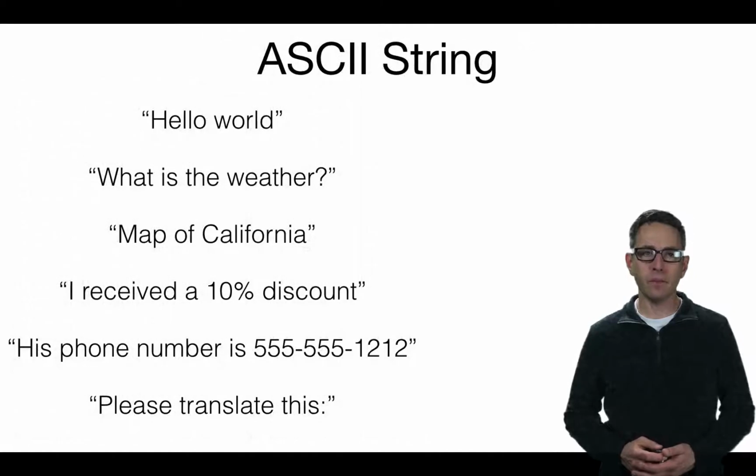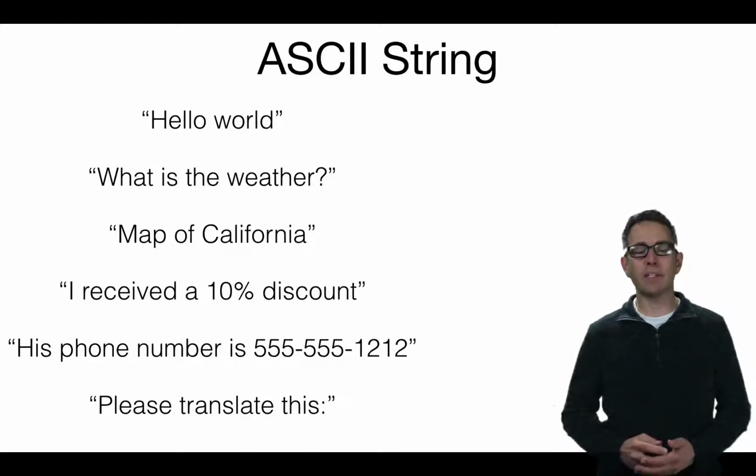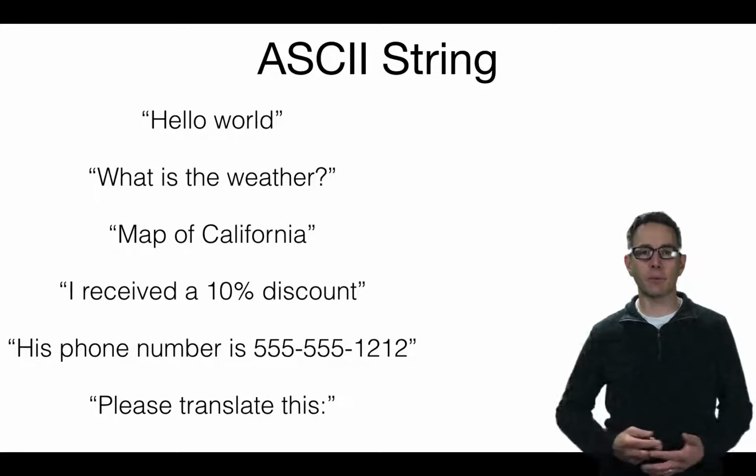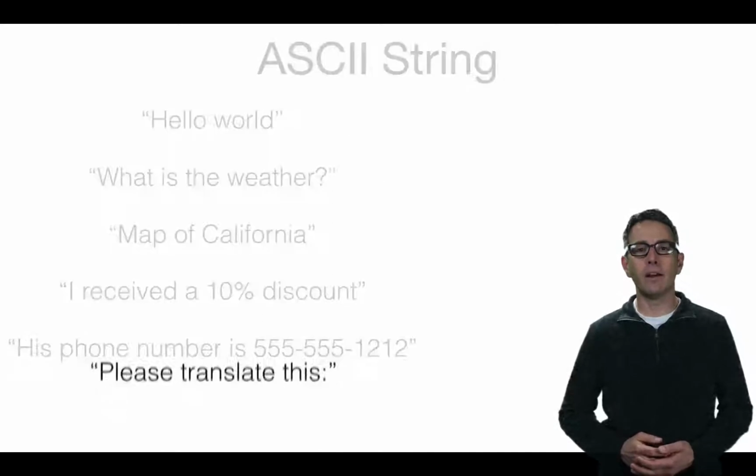Great. We might have strings like hello world or what is the weather? Because question mark is one of the printable characters. We might have map of California with some capital letters in there. We might have a string like I received a 10% discount. Percent character is part of it. You might have his phone number is 555-1212 because numbers are part of the ASCII character encoding. You might even have the phrase please translate this with a colon.